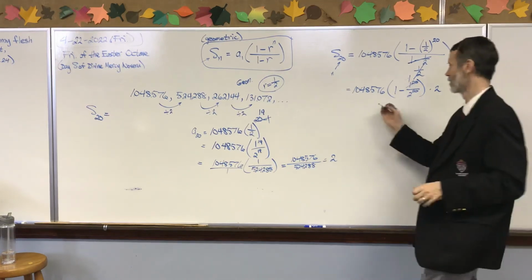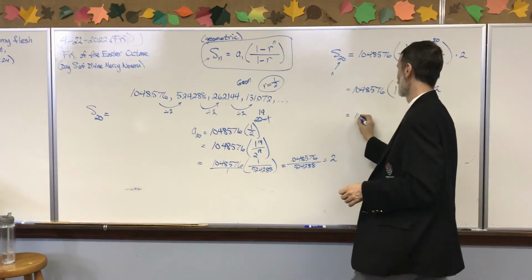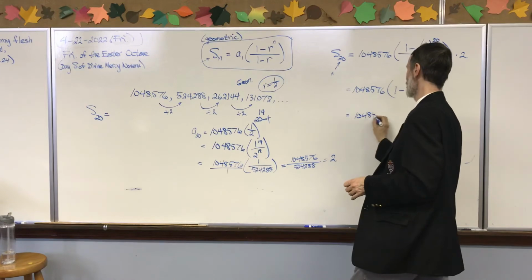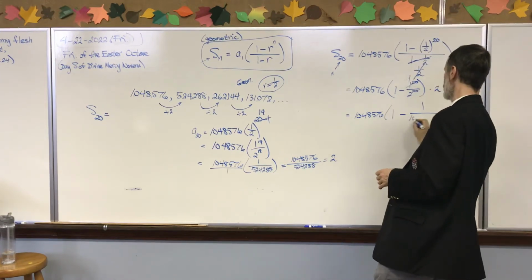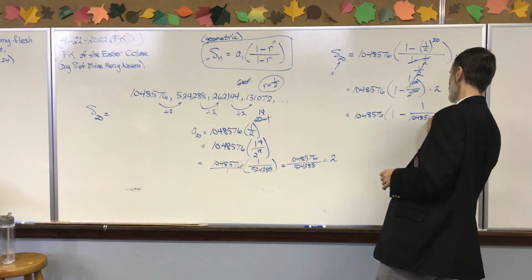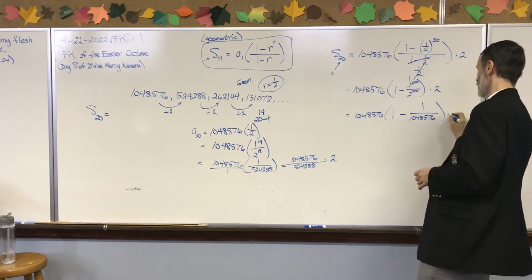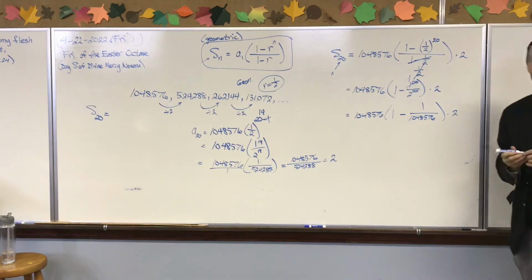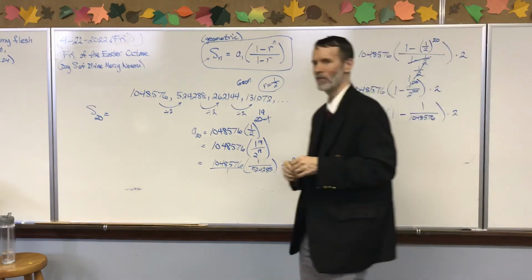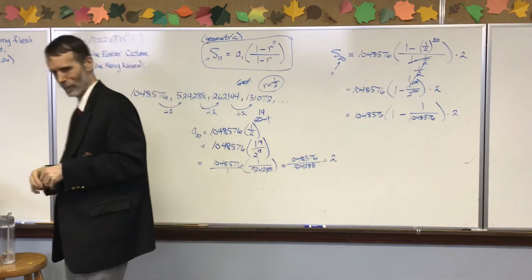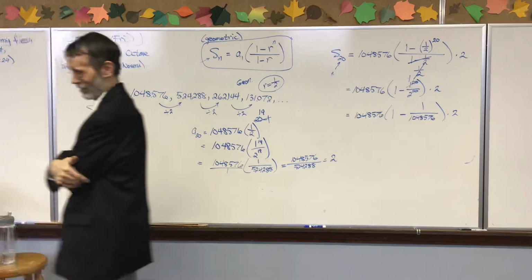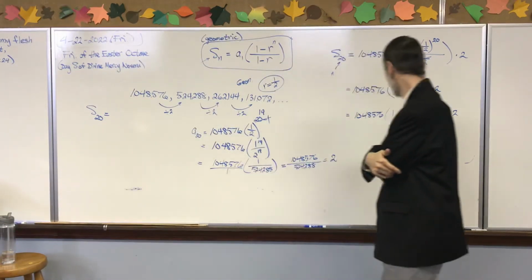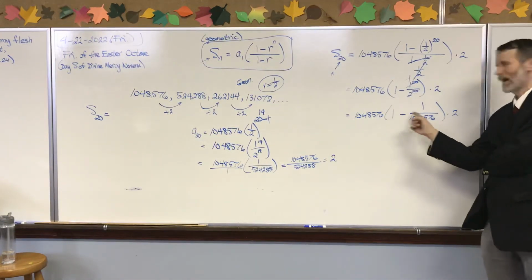The same number that's outside the parentheses. Interesting. 1,048,576, parentheses 1 minus 1 over 1,048,576, all times 2. We're 3 steps away from being done. That's not the attitude we need. What next? How do you subtract these?